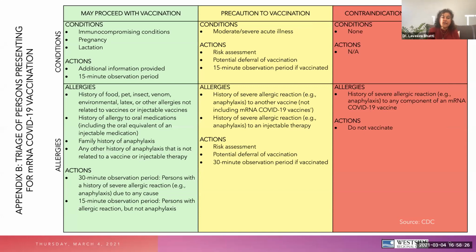So anaphylaxis to an injectable agent or a vaccine is a concern, but not the kind of allergies, food allergies, or allergies to oral medications. That's not a concern. So there is an issue of precaution only with the anaphylactic reactions to vaccines or injectables.